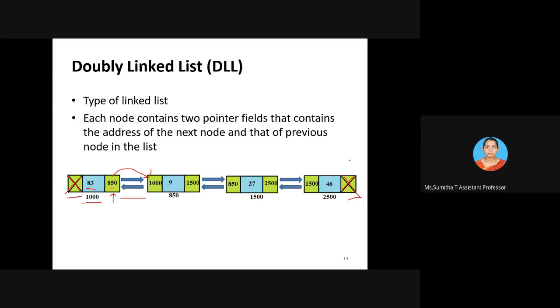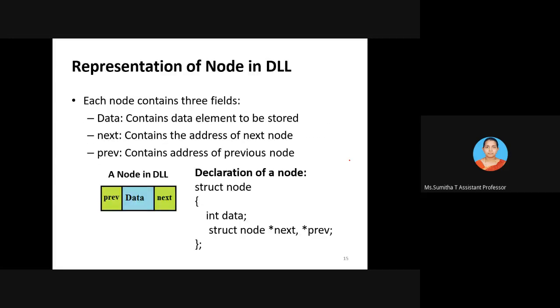We have 3 fields, right? Each node contains 3 fields: one is the data field, next is the next field, and next is the previous field. This is the node in a DLL, doubly linked list. The data field is used to store the particular element in the list, and the next field is a pointer field, and the other one is also a pointer field. The next field is used to point to the next node in the list. The previous field is also a pointer field, which is used to store the address of the previous node. So we can move front and back.